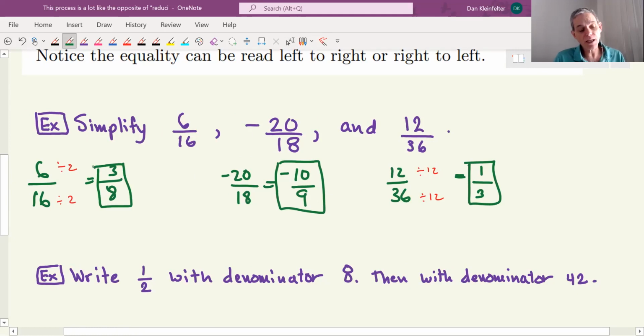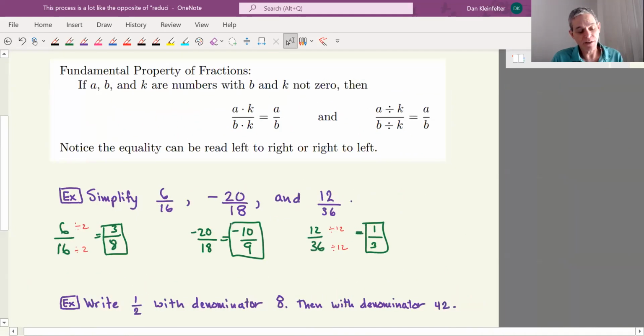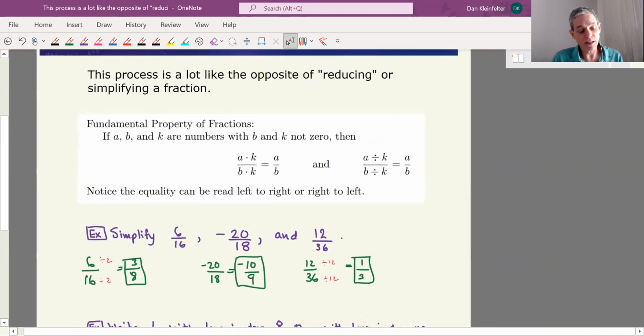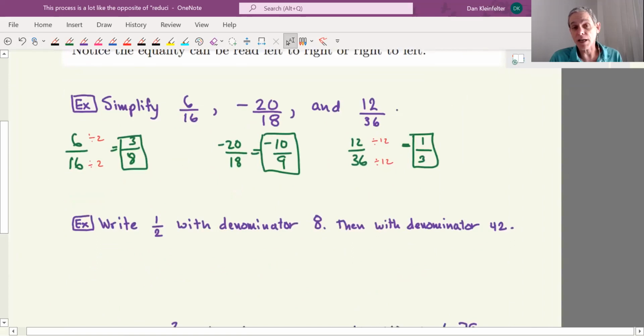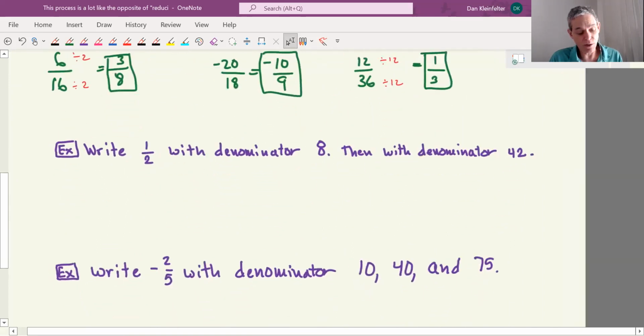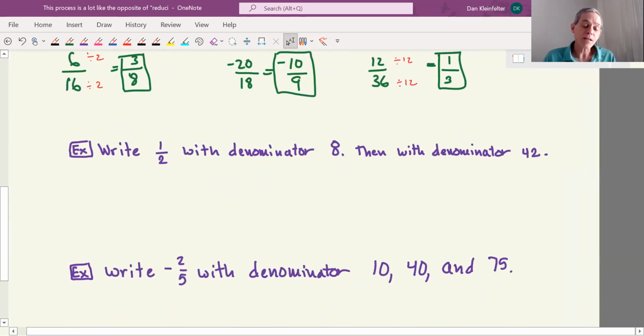What we want to do here in this video is look at a process that is a lot like the opposite of reducing or simplifying a fraction. And I call it building up fractions. So what we're going to do is write the fraction 1/2 first with a denominator of 8, and then we'll go from there. So we want to see 1/2. We want to have an equivalent fraction, but one where it has a denominator of 8.